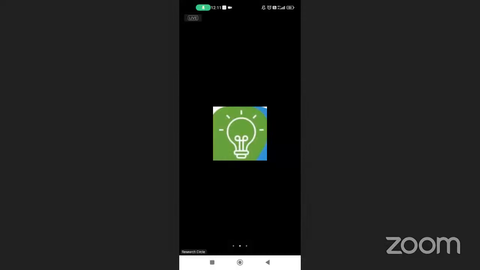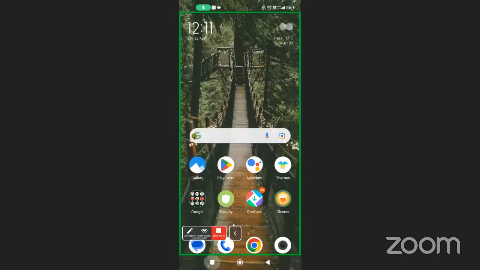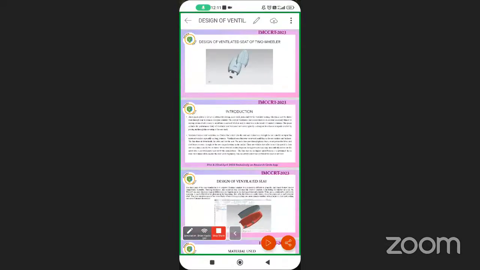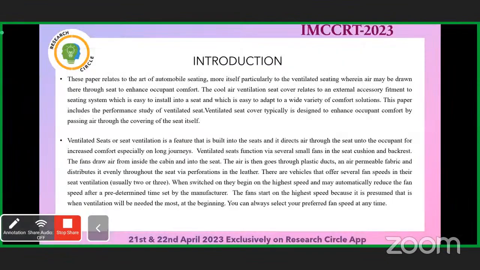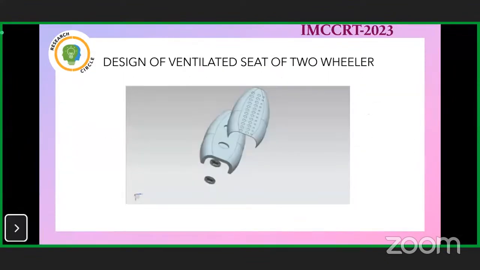Yes, sir. Shall I share my screen? Yes, sir, you can. Sir, is it visible now? Yes, sir, it is. Yes, sir. So, good afternoon, sir. My name is Tanmay Kushwaha from Indore, Madhya Pradesh. We are currently 4 members in our research.